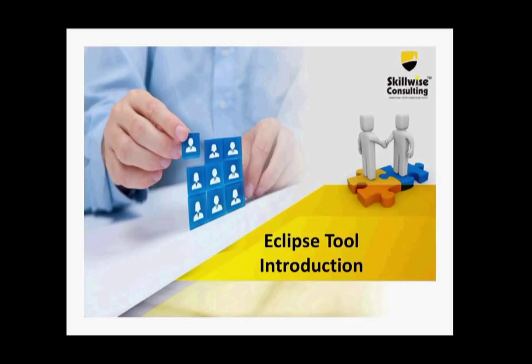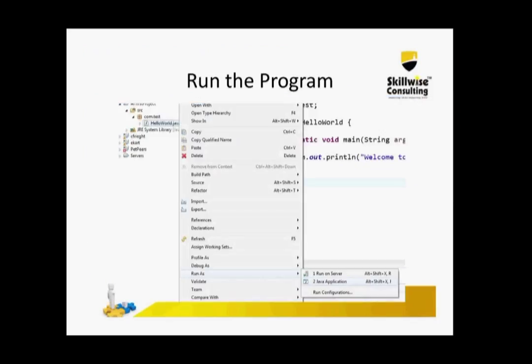And of course, for the benefit of you guys, once again, let me repeat how to run the program. Whenever you right click the Java Hello World program, a menu will be opened. In that menu, you can select Run As. There are three options. One is Run on Server, another is Java Application, another is Run Configurations. As of now, we are not using any server, and it is not a web related program, so there is no need to select Run on Server.